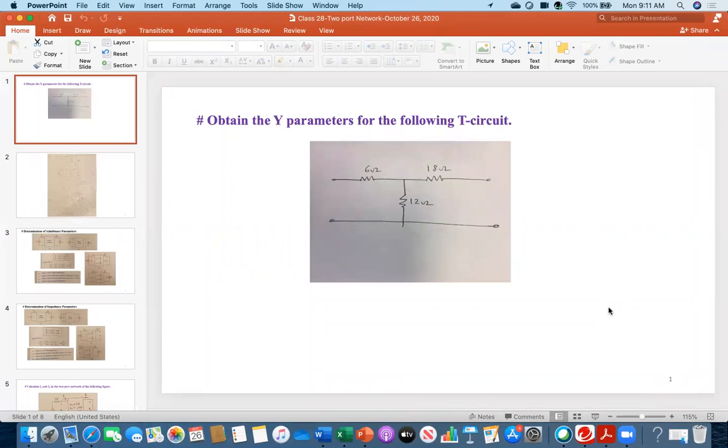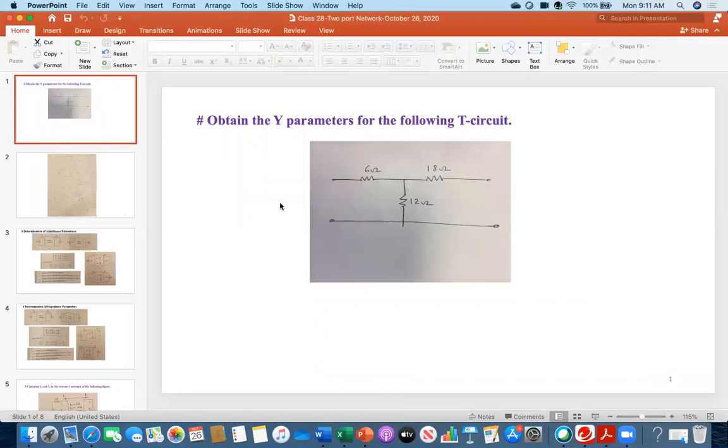Yes, sir. Okay. As you can see, last class we were discussing calculating the Z parameters and admittance, that is Y parameters for the two-port networks. So today we will continue that discussion. Mainly we will be solving a few numerical problems.